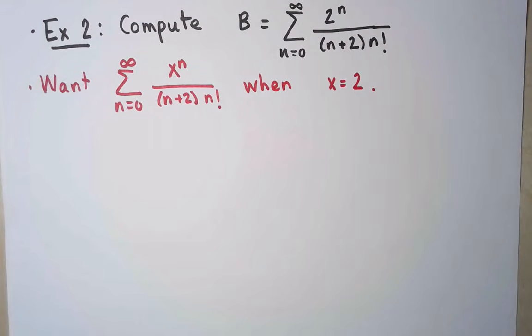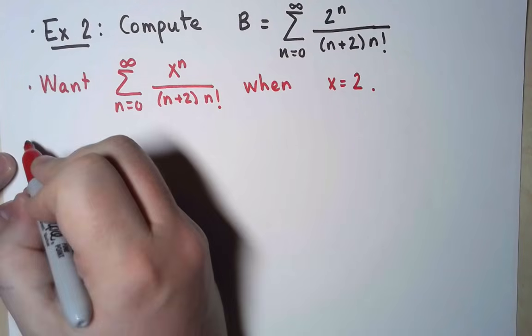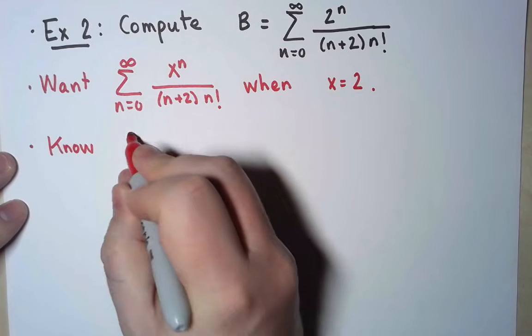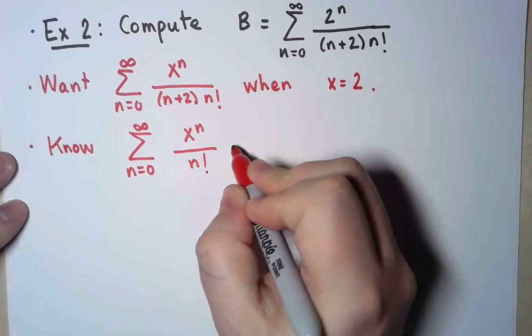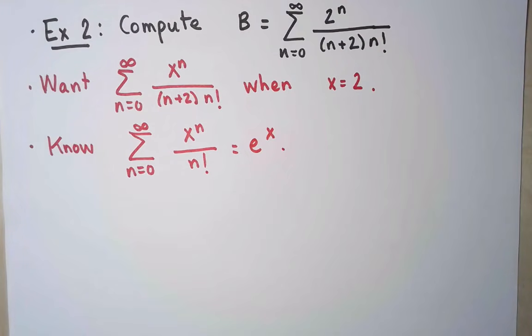And now, I need to look for a power series whose value I already know that is close enough to this, and then manipulate it until I get this one. In this case, this reminds me of the power series for the exponential. If I didn't have the n plus 2, I would know the sum is e to the x. All I have left to do is throw that extra n plus 2 in the denominator.